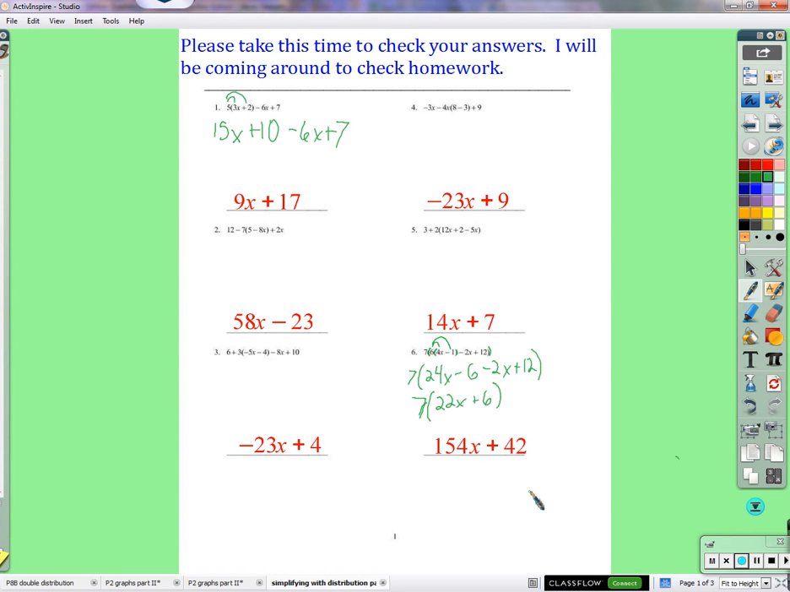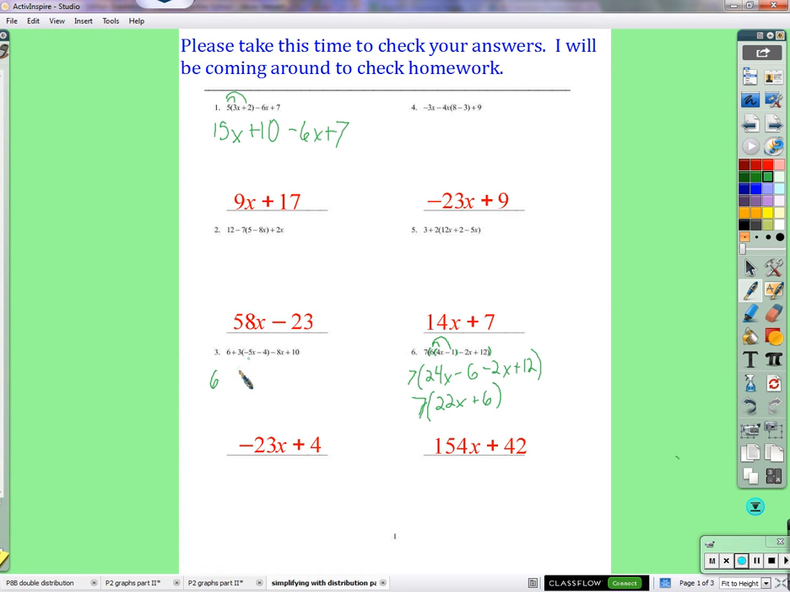I just have a question about the positive 4. Because I got the negative 23x, but I didn't get the positive 4. Because I did positive 10 plus 12 plus 3, and I got negative 1. Maybe I made a mistake. Let's just go through it real quick then.